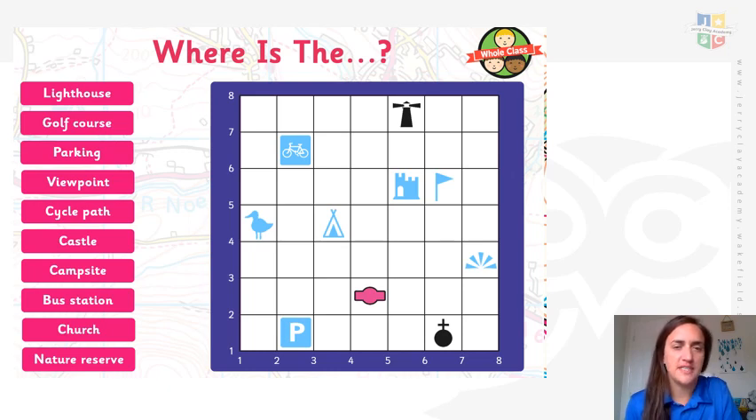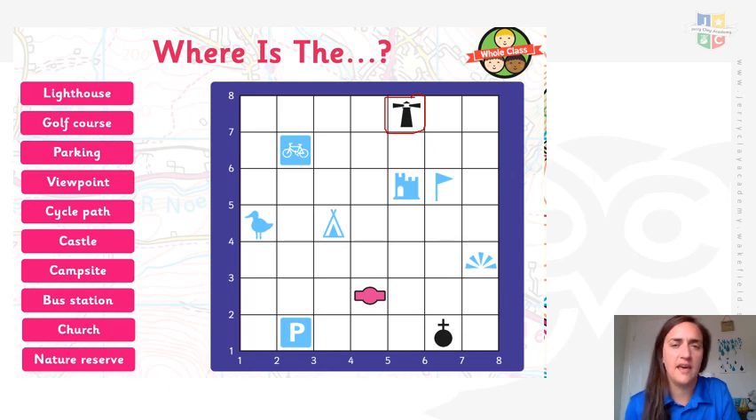So there's a few questions here trying to identify where on the grid these different places are. And what we're asking you to do now is to use the coordinates, the numbers along the bottom and the side, to explain where they are. So the first question is, where is the lighthouse? So I'm just going to pop a circle around the lighthouse here. There's the lighthouse. So the first thing I'm going to do is go along the corridor.